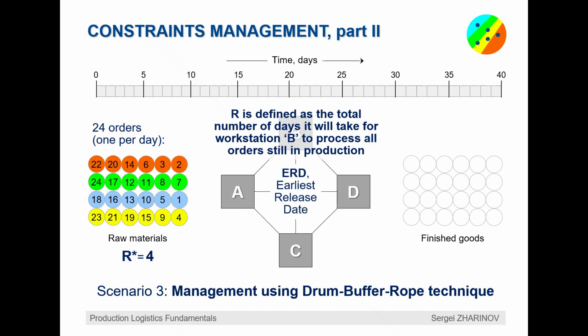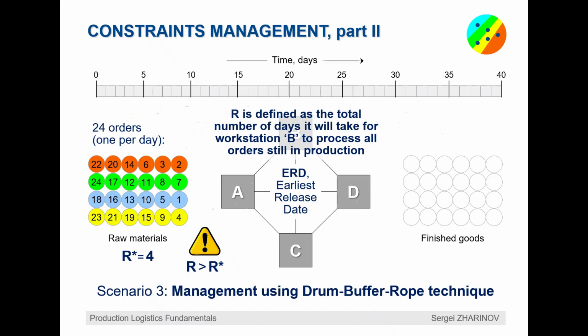The ERD rule was used to manage queues, meaning that the order with the earliest release date was selected for processing. And we followed the rule: if at the end of the business day the buffer size exceeds the rope length, the next order in line is not put into production.